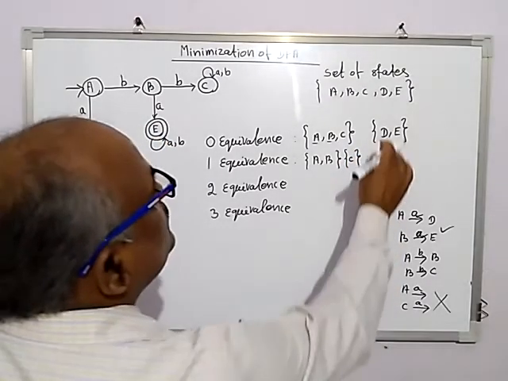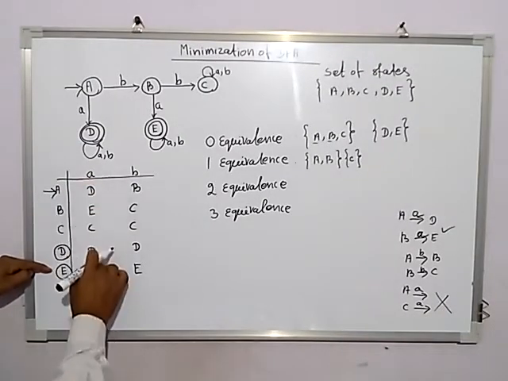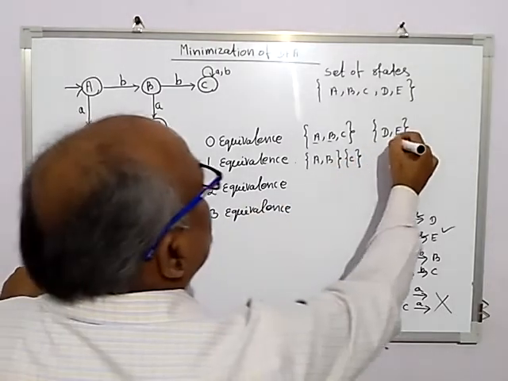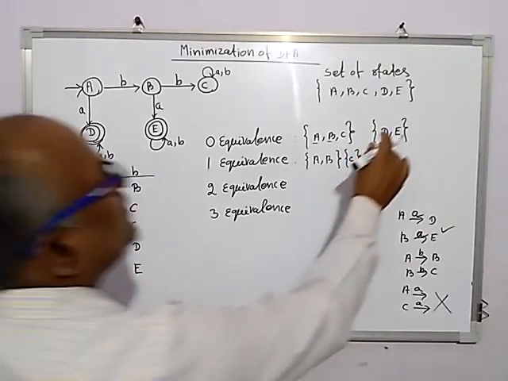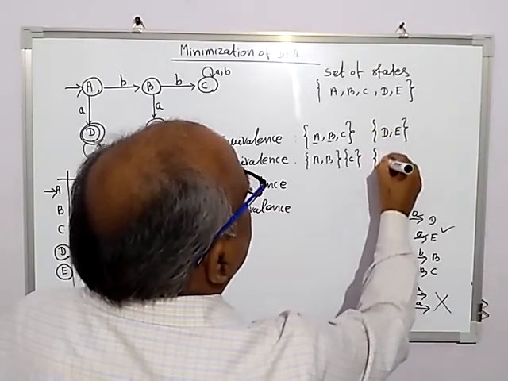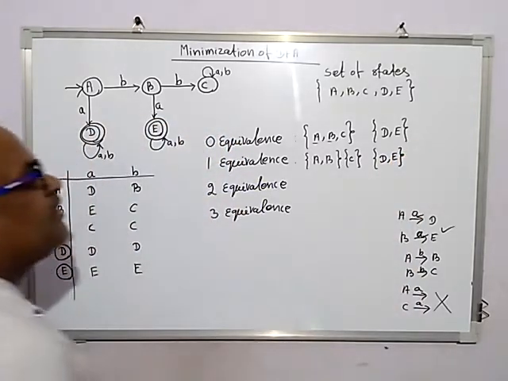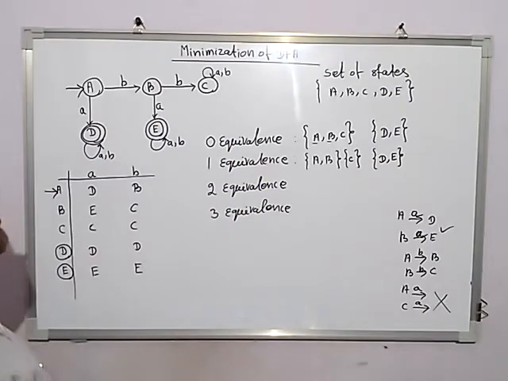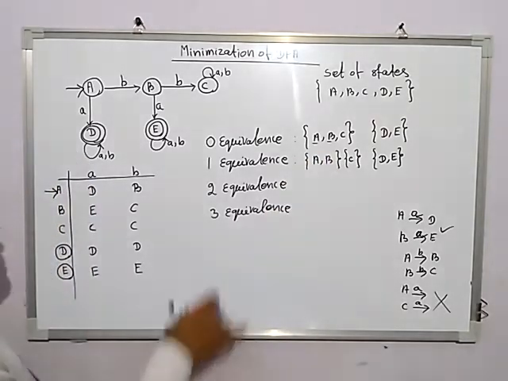Then we have to check D and E. D and E for input A go to D and E, which are available in the same set. For input B, they are also in the same set. That's why D, E are one equivalent. Again, from the one equivalence, you find the two equivalence.